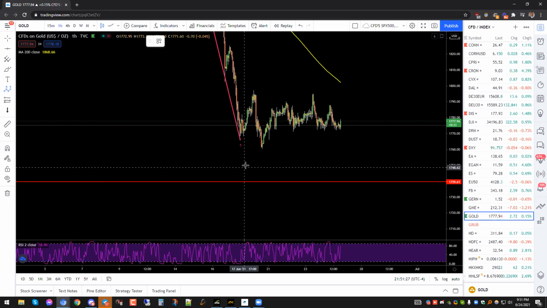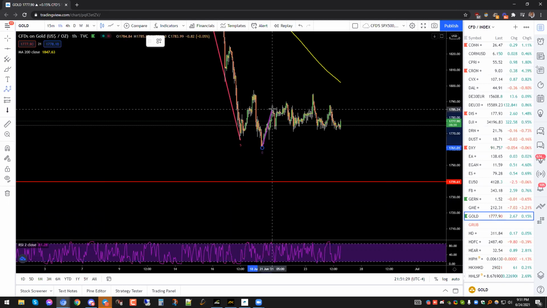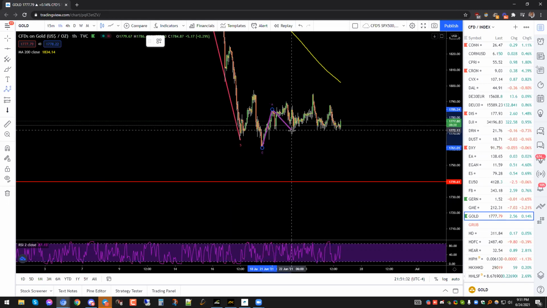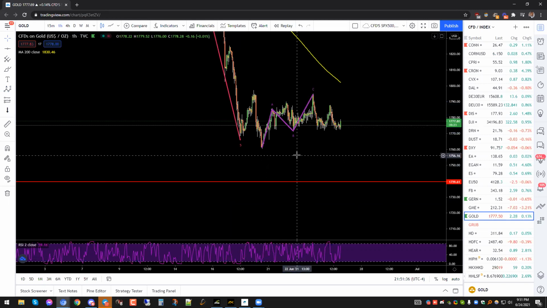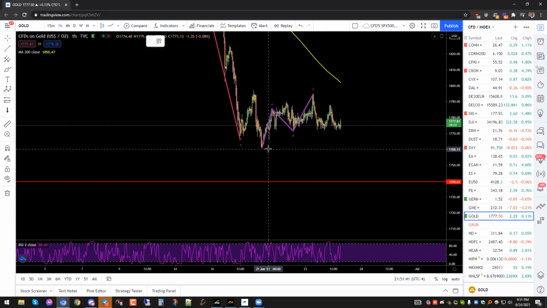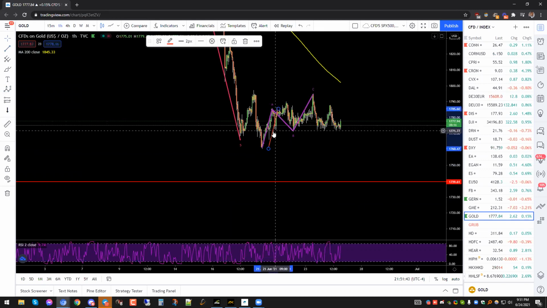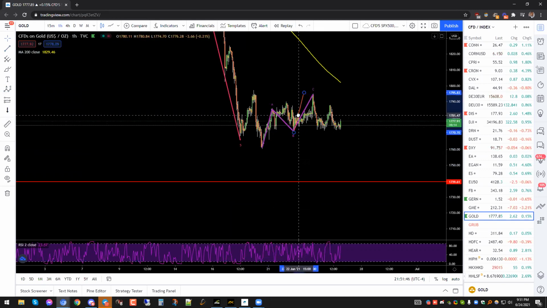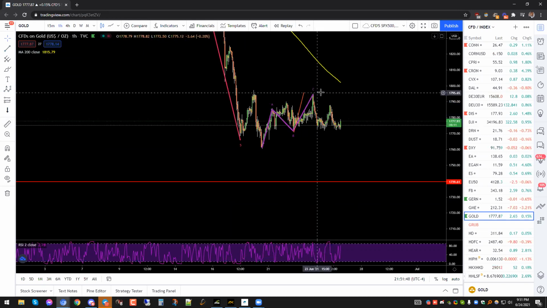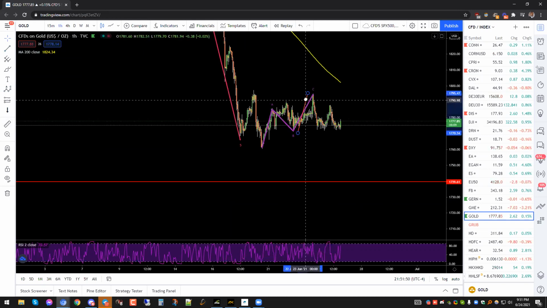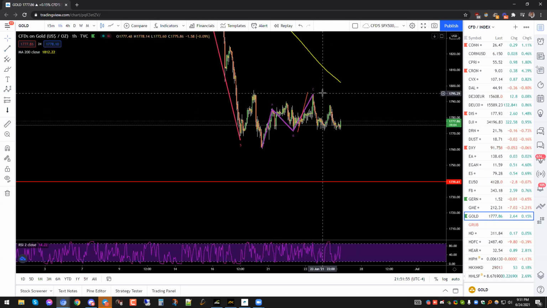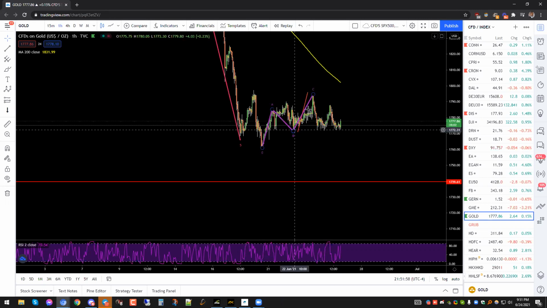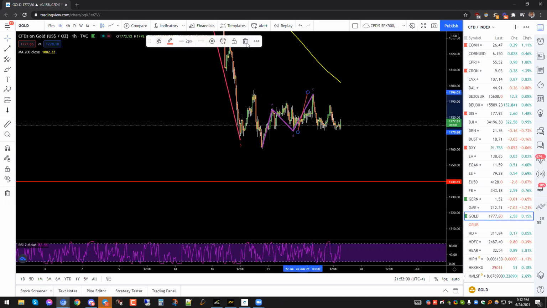Okay, so I'm looking at this as one. We got 1, 2, 3, right? So this is a 3-wave move. And one of the things you can do to confirm this is use market geometry, as I told you guys before, to measure the waves. And you can see this is practically an exact measurement. So this is 1, 2, 3 to the upside.